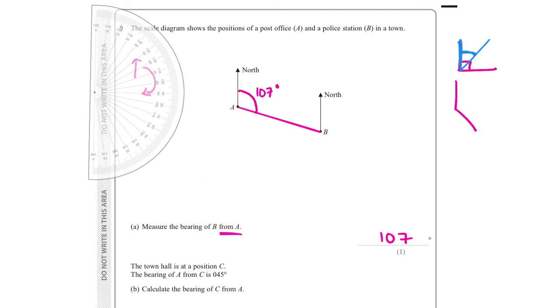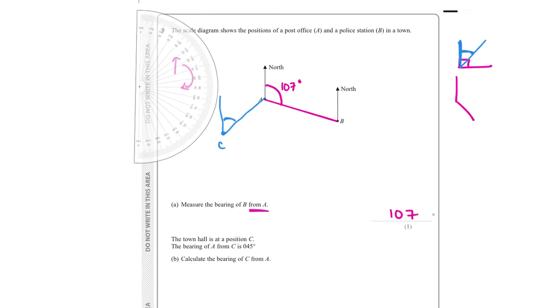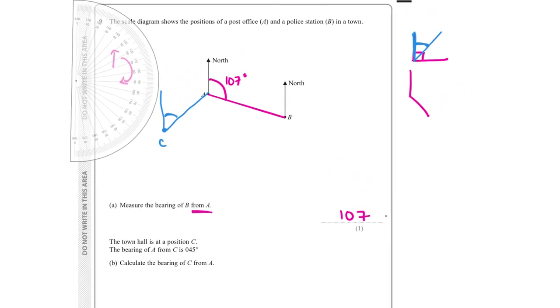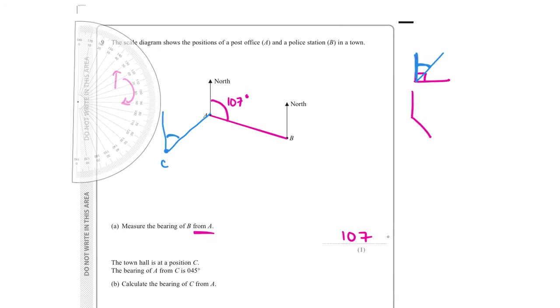Okay, so wherever C is, we've had to go 45 degrees. So we could, in theory, say C could technically be here, because roughly that's about 45 degrees. Okay, so it says calculate the bearing of C from A. So first of all, what do we know? We know if this is 45 degrees, because we have our north lines, these are technically parallel lines. So this means that these two angles here are co-interior and add up to 180.